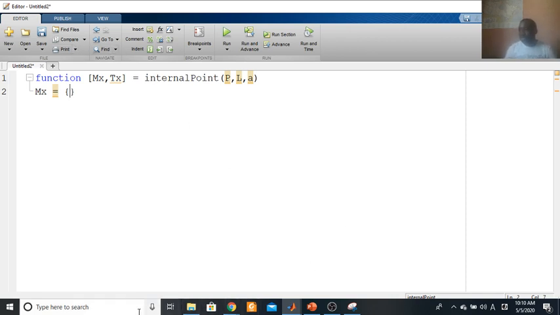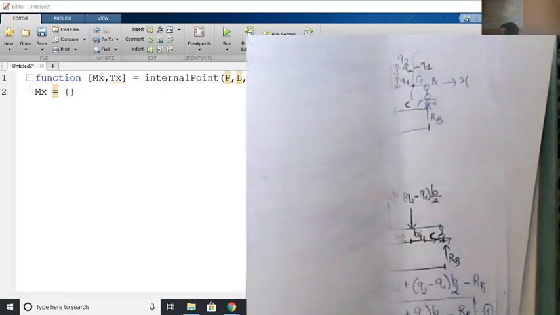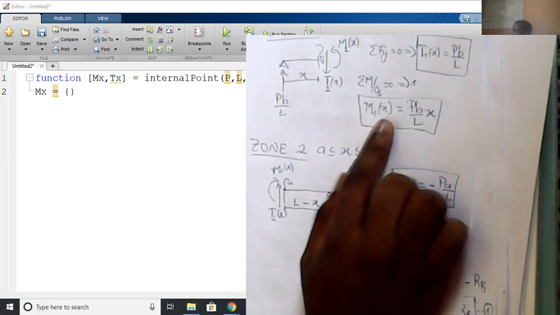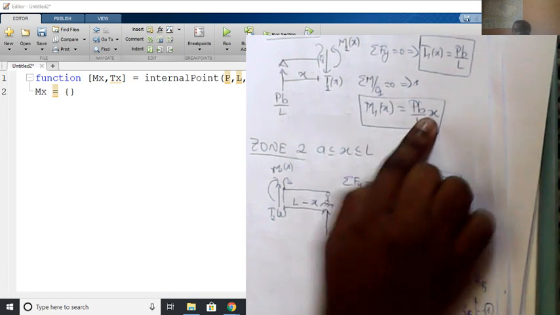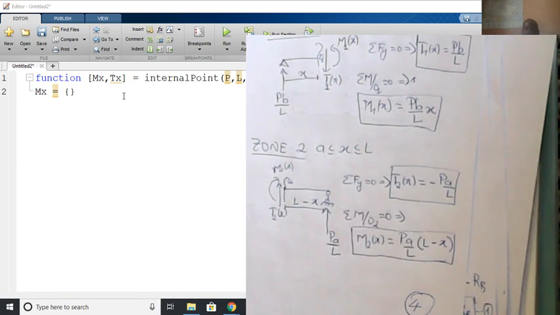Let me bring back the paper. Good. So what is our value here? This is what we have here, okay? So m1 of x, we said it is b on L times x. Are we together? So we need to express this as a polynomial. For that, I will just open my bracket. Here I will express my first zone moment equation, and here I will express my second zone moment equation.